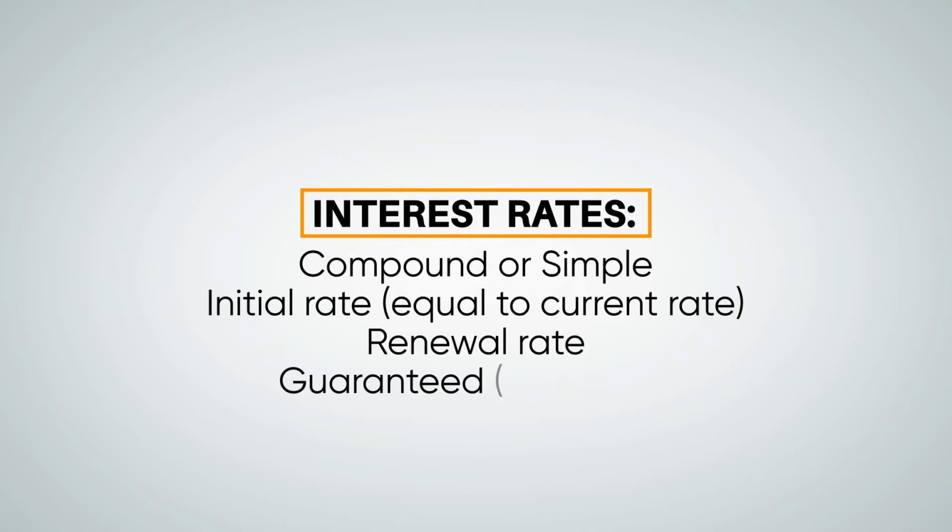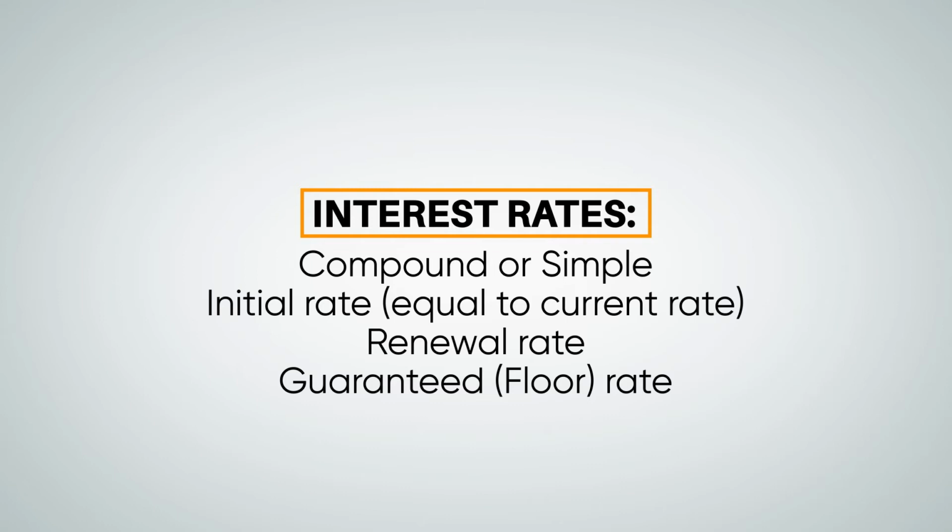Fixed annuities have an interest rate guaranteed by the insurer. This means that no matter the performance of the annuity, the owner will still receive the floor rate. We'll be looking at the initial, renewal, and minimum guaranteed rates in more detail in the upcoming slides.